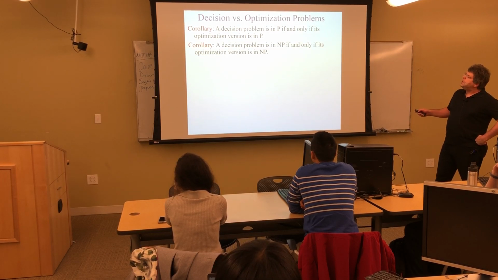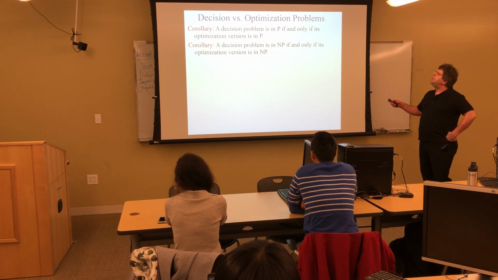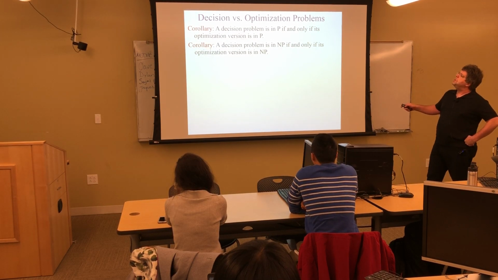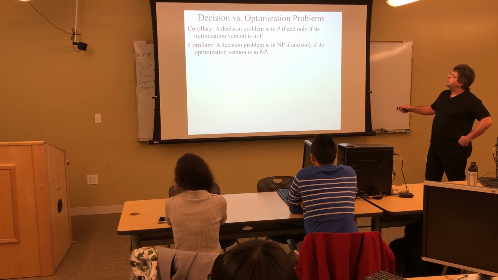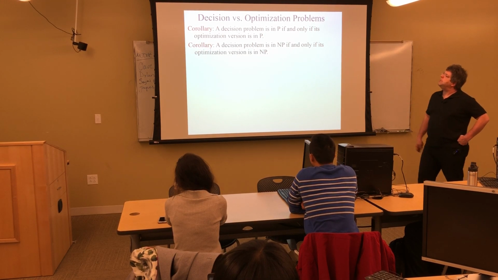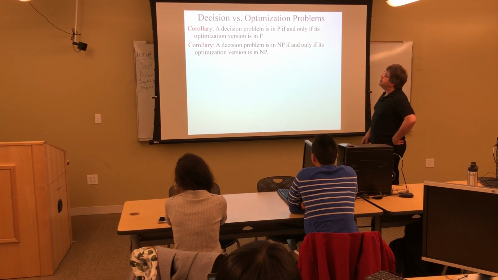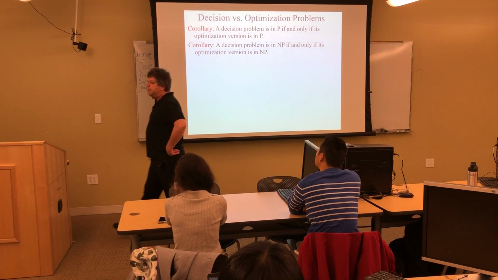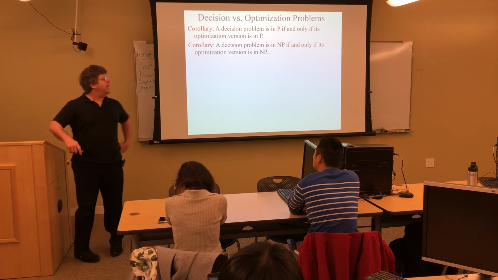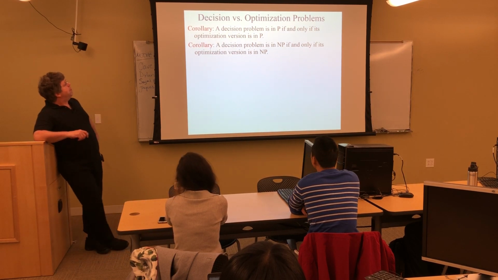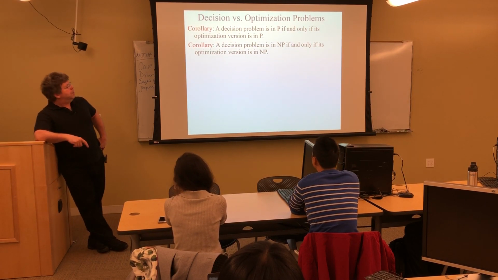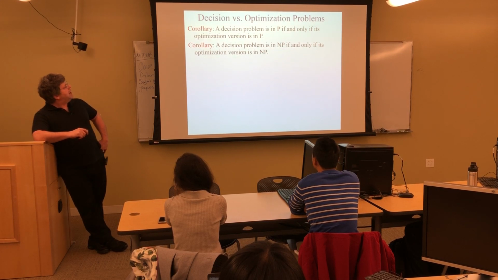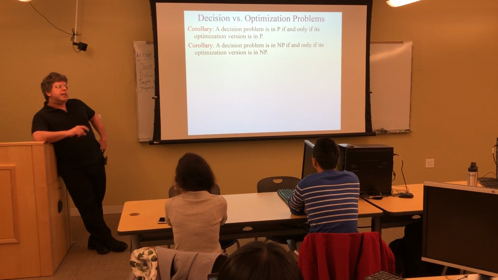But once we establish that, the decision problem will be in P if and only if its optimization version is in P, and conversely, a decision problem is in NP if and only if its optimization version is in NP. In other words, the decision and optimization versions are equivalent with respect to membership in P and NP. And what this will mean is that from now on, going forward, when we're talking about NP-completeness, suffice it to just examine decision versions of the problem, not the optimization version.